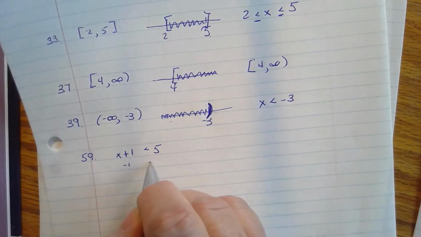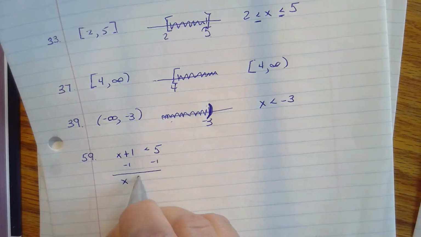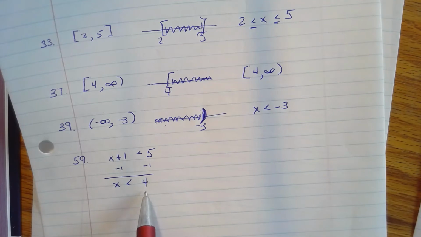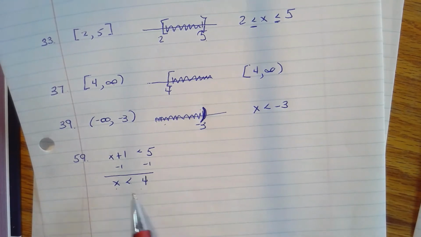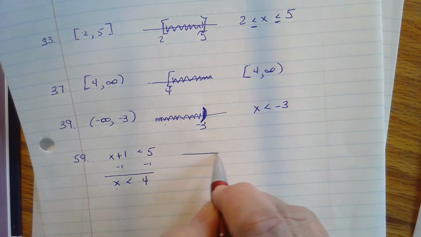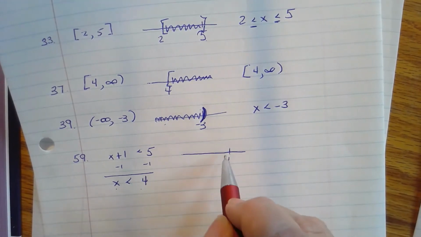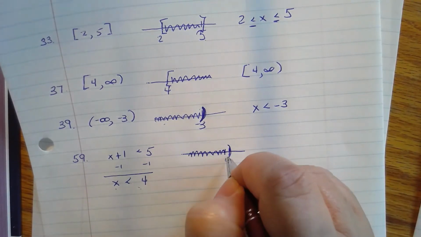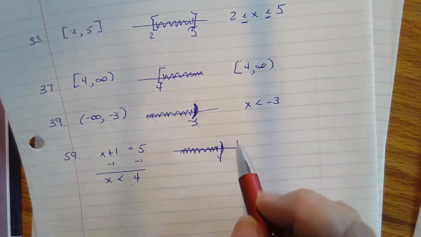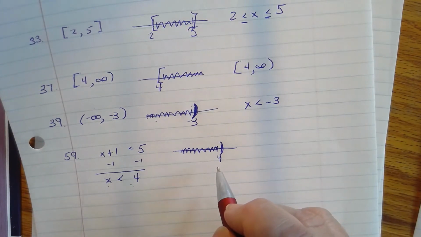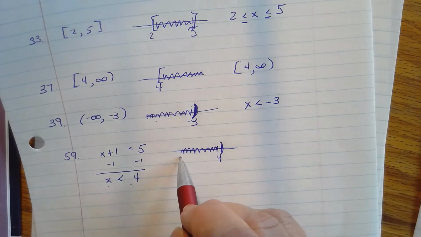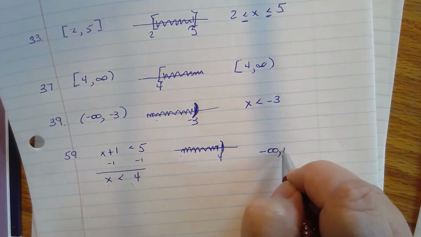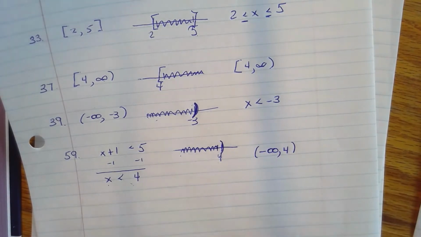So we're going to subtract 1 just like we do with solving equations. So we're talking about x is less than 4. So we're going to graph to the left of 4. It doesn't have an equal to, so we'll use a parenthesis. And with interval notation, it goes from negative infinity to 4. And the 4 has a parenthesis.